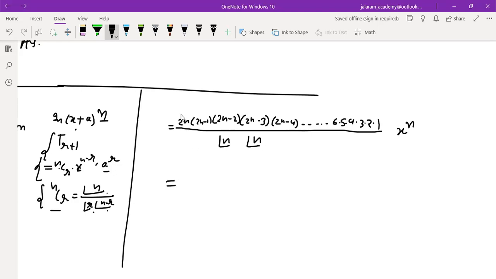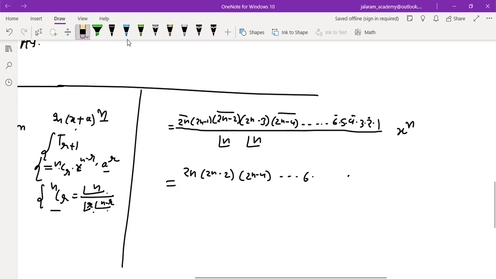Now we will write the alternate terms which are even. Look at this. All these terms are even. So first is 2n, next is 2n minus 2, next is 2n minus 4, and so on up to 6 into 4 into 2. We are writing only the even terms, so we will leave the odd. 2n is even, 2n minus 2 is even, 2n minus 4. We are writing the alternate term. After 6, we will write 4. After 4, we will write 2.